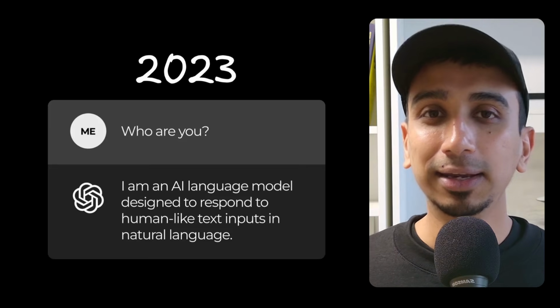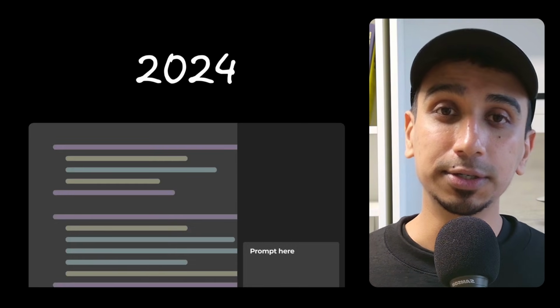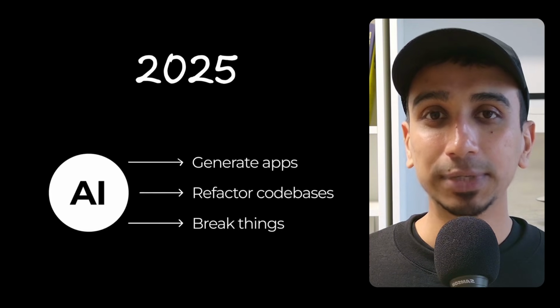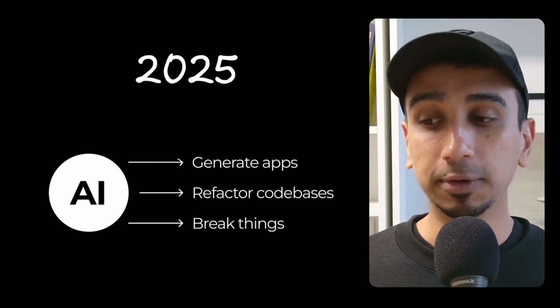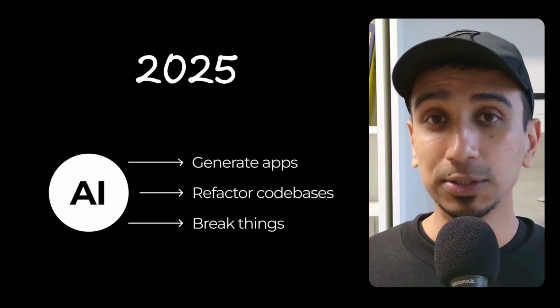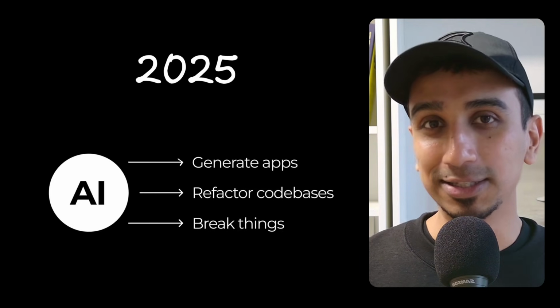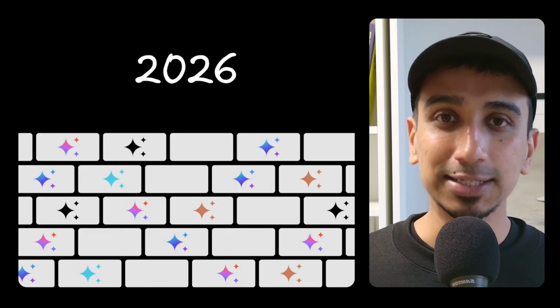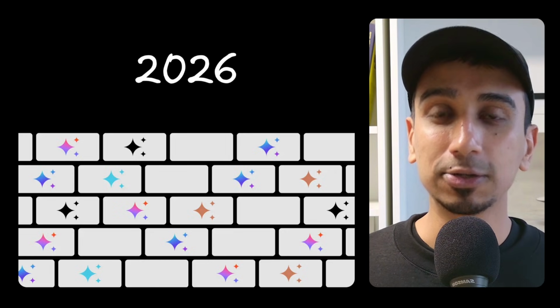In 2023, AI lived in chat windows. In 2024, AI moved closer to the code inside your editor. In 2025, AI became the core of the development workflow, from generating entire apps to refactoring code bases and occasionally breaking things with great confidence. Heading into 2026, one thing is clear. AI will reshape how we build software.